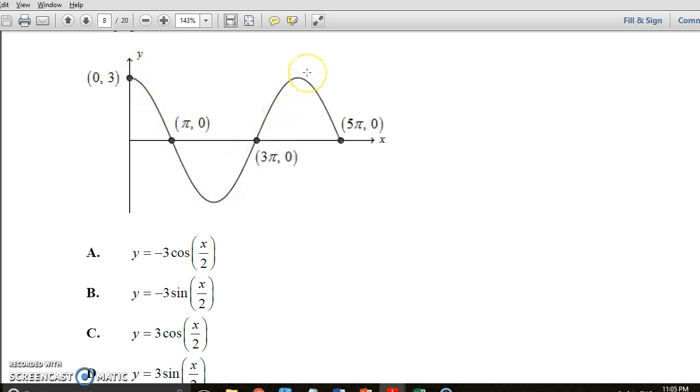So it's starting here and it's going there. You're actually getting more than a cycle. They're not telling you what the domain is, but they're showing you that it's going for more than a cycle. So what ends up happening here is you've got your cycle here, so it's a cos graph. Now, it starts at the top, so it's a positive cos graph. As a result, it's going to be C.